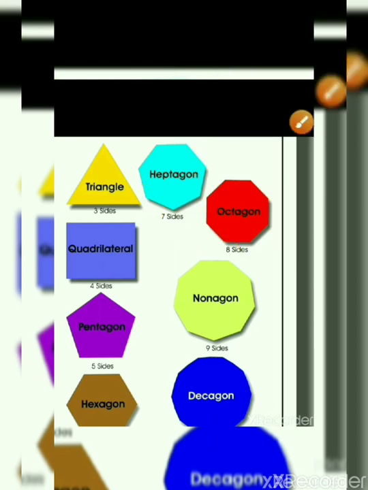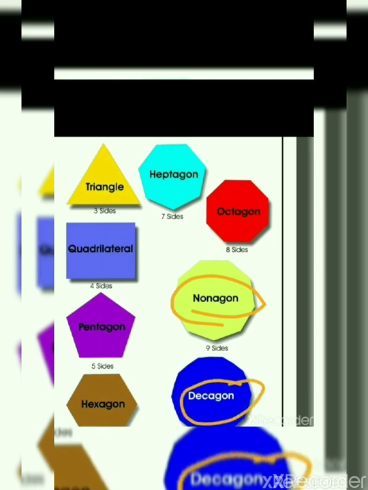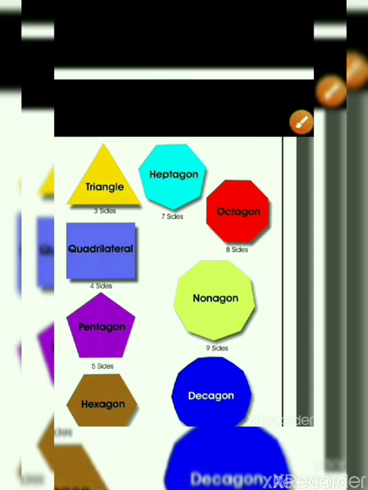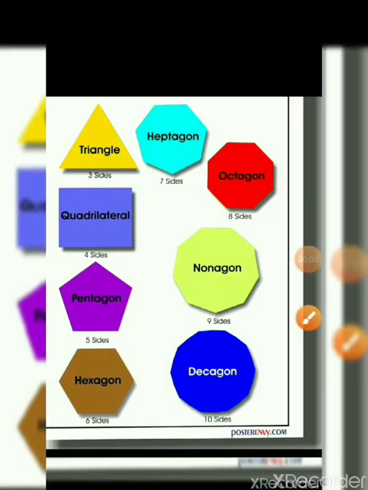Octa. Okay, octagon has 8 sides. How many sides? 8 sides. Octa. Octopus, you all must have heard. So how many legs are there with an octopus? 8 legs. So similarly, octagon has how many sides? 8 sides. Yes, very good. Now, nonagon. Nona means 9, and a 9-sided figure is a nonagon, and decagon is a 10-sided figure. Understood? So let's revise the shapes once.